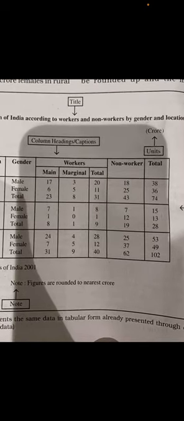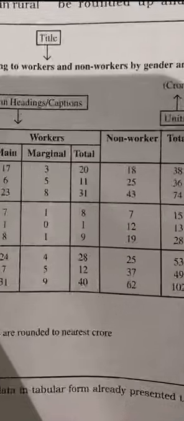For example, there is one table given in your textbook, page number 44. If you see the data in the second row and fourth column, you can see 25 here. This indicates that 25 crore females in rural India were non-working in 2011.